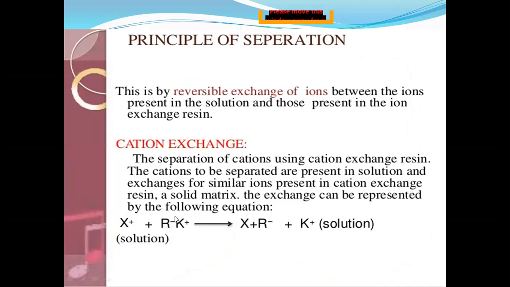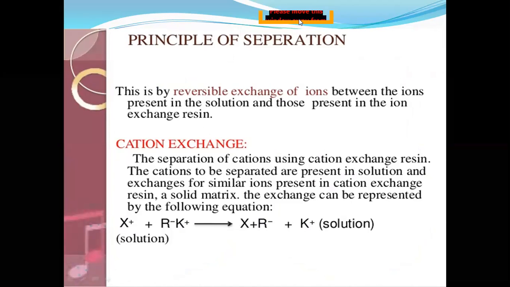So this is our resin, and when the solution is introduced on the surface of the resin, what happened? This positive charge, this cation, will be exchanged with the cation of the solution. Then we can get this one, and this will be freed. So this is known as cation exchange. Here this cation is exchanged by this cation. That's why this process is known as cation exchange. Okay, this plus is exchanged with this one.